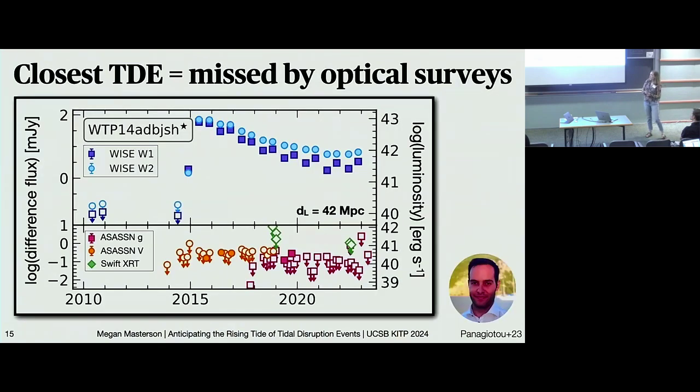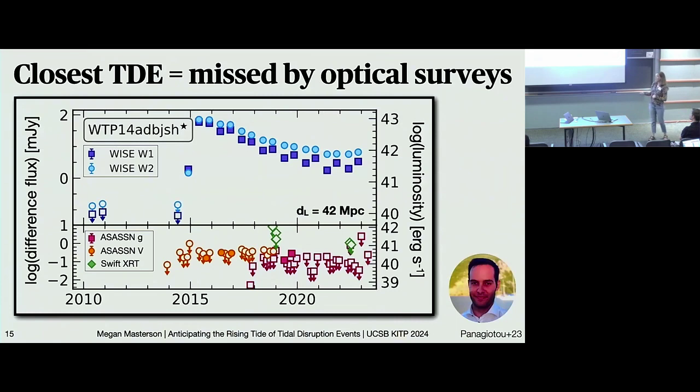And so I think one of the most exciting results from this sample is that we actually found the closest TDE discovered to date. So this is that TDE. It's got its WTP name, but it's also in the galaxy NGC 7392. This was a paper led by Christos. And this TDE was completely missed by optical surveys. And it's at a distance of just 42 megaparsecs.